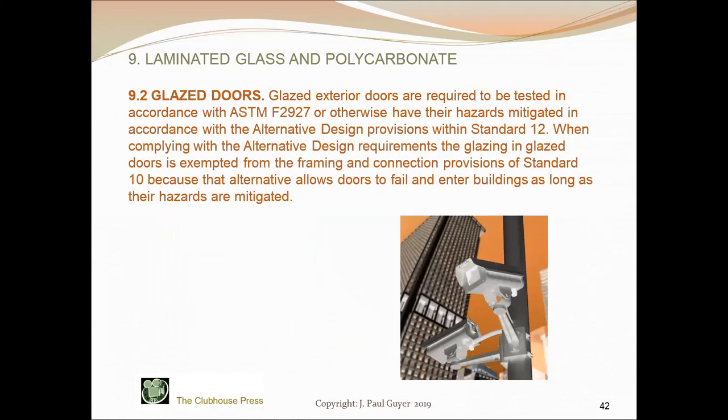Glazed exterior doors are required to be tested in accordance with ASTM F2927 or otherwise have their hazards mitigated in accordance with the appropriate alternative design provisions. When complying with alternative design requirements, the glazing in glazed doors is exempted from the framing and connection provisions of Standard 10, because that alternative allows doors to fail and enter the buildings as long as their hazards are mitigated.